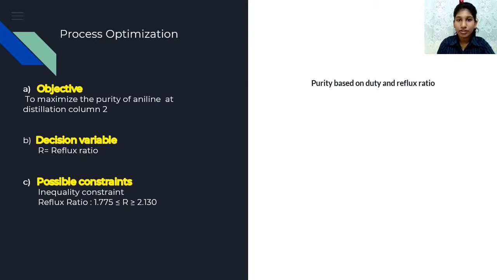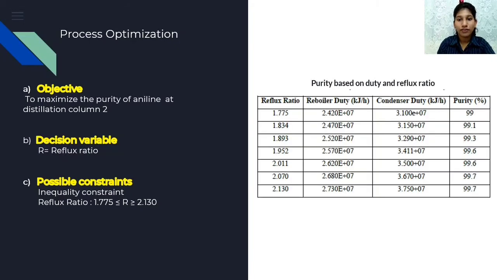The optimum condition was evaluated from reflux ratio, reboiler duty, condenser duty, and purity of aniline. Therefore, the decision variable is the reflux ratio. The possible constraint is an inequality constraint, where the reflux ratio was set at this range: 1.775 as the minimum value and 2.13 as the maximum reflux ratio.